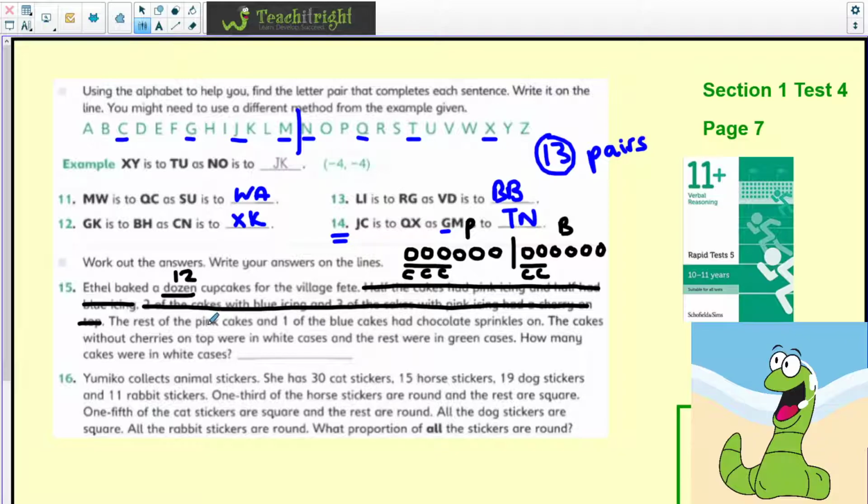The rest of the pink cases and 1 of the blue cases had chocolate sprinkles. So I'm just going to do CH for chocolate. So CH, and there's only 1 blue chocolate. So again, dealt with that piece of information there. The cakes without cherries, so the 3 here, the pink ones, and also the 4 over here, the blue ones, they were in white cases and the rest were in green cases. How many cakes were in white cases?